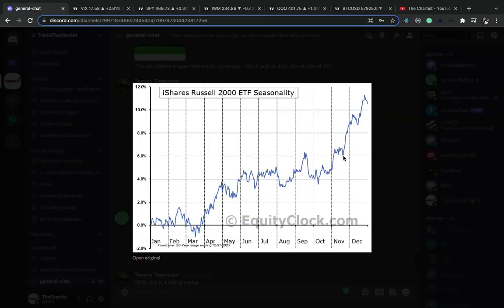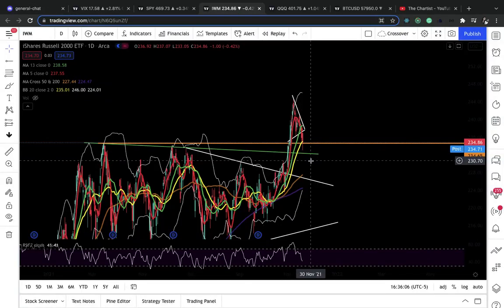IWM got the drop. And then towards, I'd say, about the third week of November, this could start by next week, then we're going to get that big rally to the upside. So will it continue to follow seasonality? We shall see. According to seasonality, which is based on the last 20 years, like the SPY, we're expecting a Santa Claus rally into December. So that's what I got for IWM.